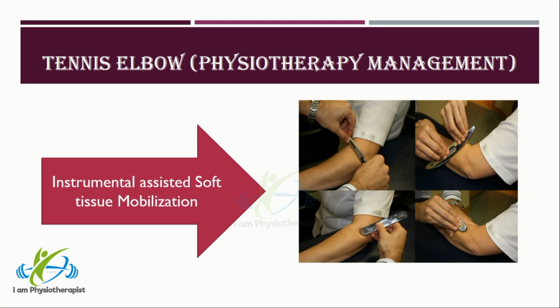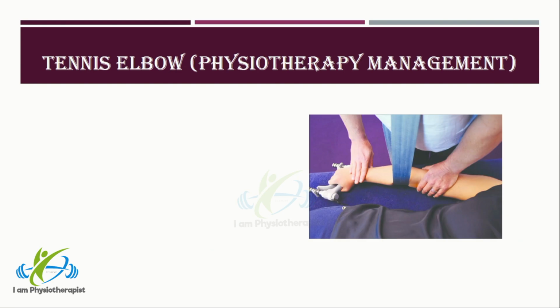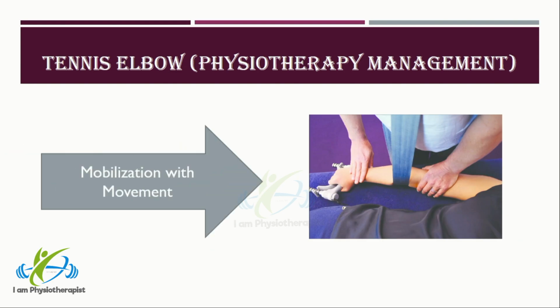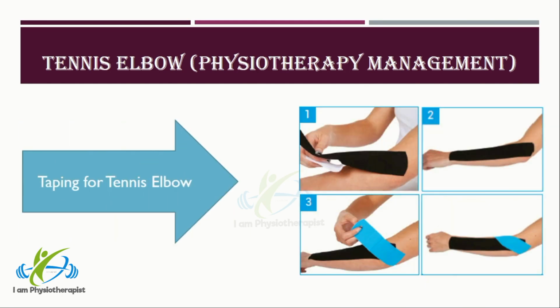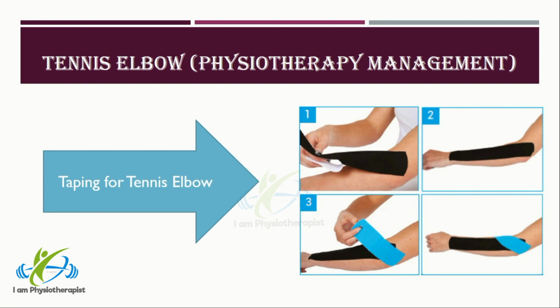Instrument assisted soft tissue mobilization. Mobilization with movement. Other treatment options include Mills mobilization. The commonly used Mills manipulation is a small amplitude high velocity thrust, performed at the end of elbow extension, while the wrist and hand are held flexed. Taping for tennis elbow.